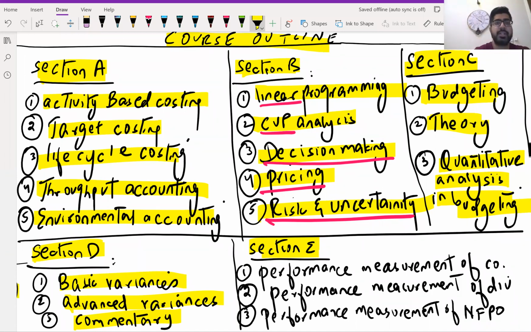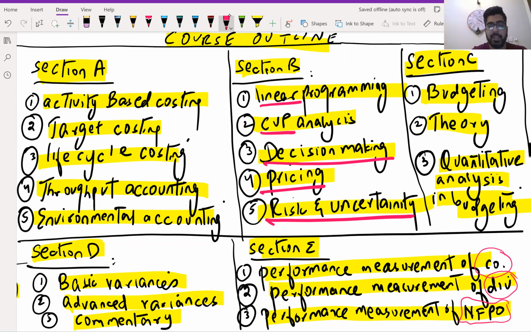And section E is all about performance measurement. It has 3 areas: performance measurement of company, performance measurement of division, and performance measurement of NFPO, not-for-profit organization. Whole of this section is based around performance measurement, but that's split into performance measurement of company first, then of a unit or division, then of a not-for-profit organization. After you end the syllabus, there are some small IT issues like data analytics, big data, some new additions in the syllabus as well.